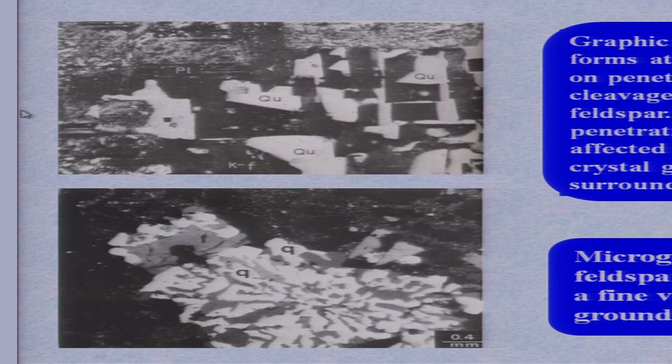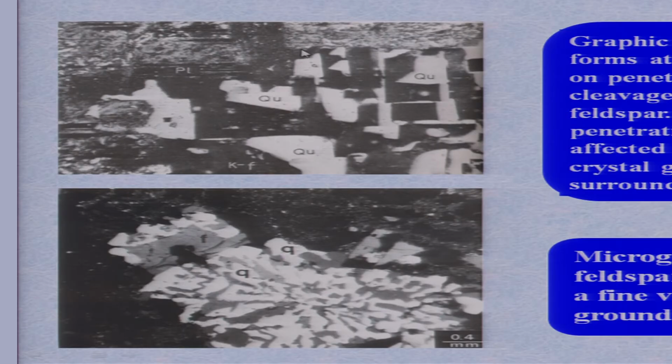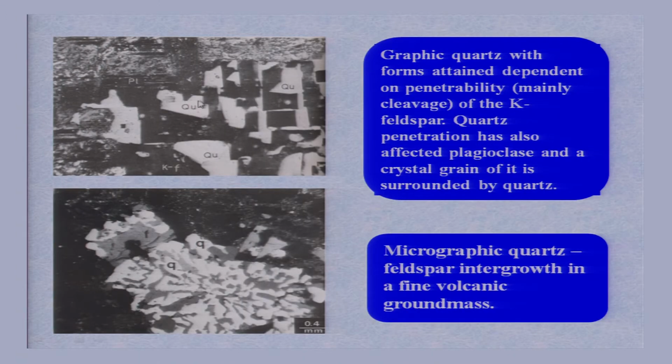Here in this slide, this is a thin section, the rock seen under the microscope: graphic quartz. This is a graphic quartz with forms attained dependent on penetrability of the K feldspar. These grains penetrate K feldspar. Quartz penetration has also affected plagioclase. These quartz grains affected plagioclase grains, and a crystal grain of it is surrounded by quartz. Further, these grains are surrounded by quartz.